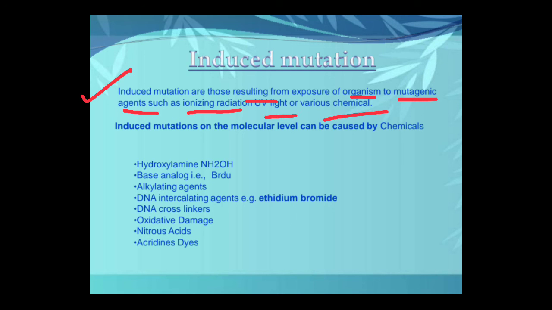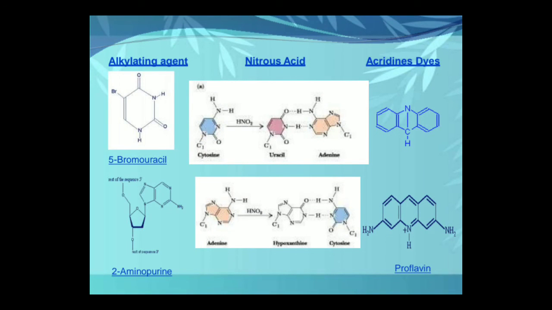light, or various chemicals. Induced mutation on the molecular level can be caused by chemicals such as hydroxylamine, base analog, alkylating agents, DNA intercalating agents like ethidium bromide, DNA cross-linkers, oxidative damage, nitrous acid, acridine dyes. These are the structures of the different types of chemicals that can induce the mutation. The names of the chemicals I have already mentioned in the earlier slide, and here I have mentioned the different structures of the alkylating agent, nitrous acid, acridine dyes. You can just go through these structures.